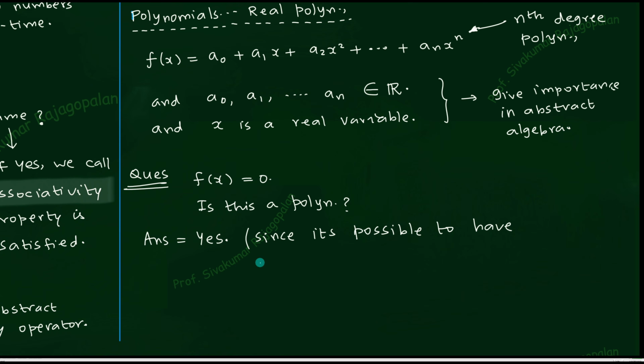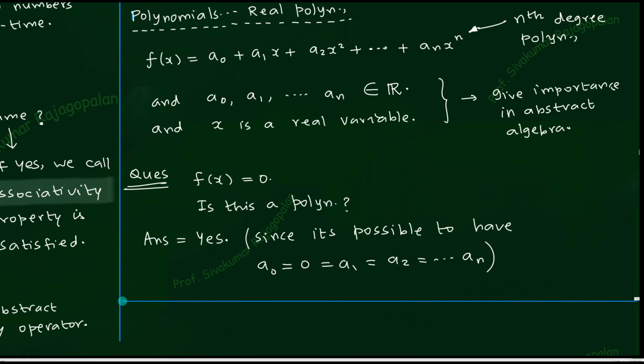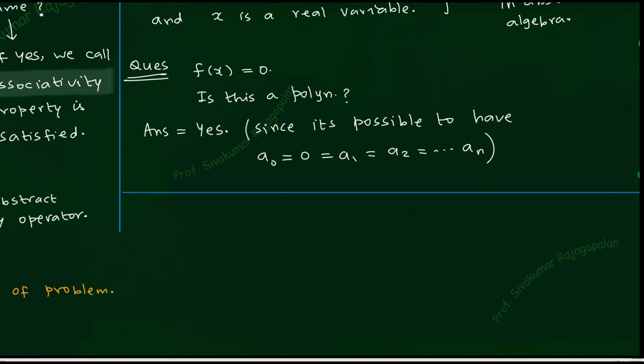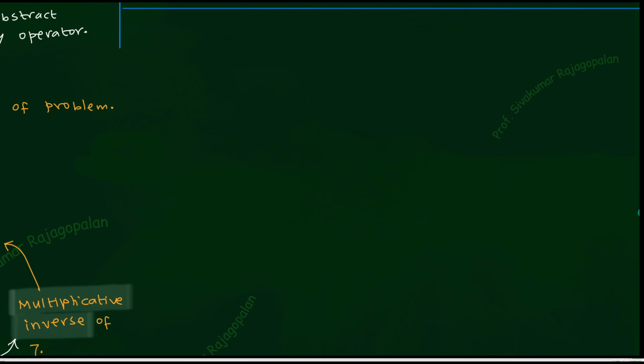The answer is yes, because you can allow all the coefficients to take 0: a0 is 0, a1 is 0, a2 is 0, an is 0. If all the coefficients are 0, then f(x) becomes 0, and therefore 0 is accepted as a polynomial of nth degree. Is it a polynomial of nth degree? That's the question. The answer is yes. This is a point to be noted, because this kind of analysis of the given statement of the problem is important, so that you understand it better and proceed to the solution.